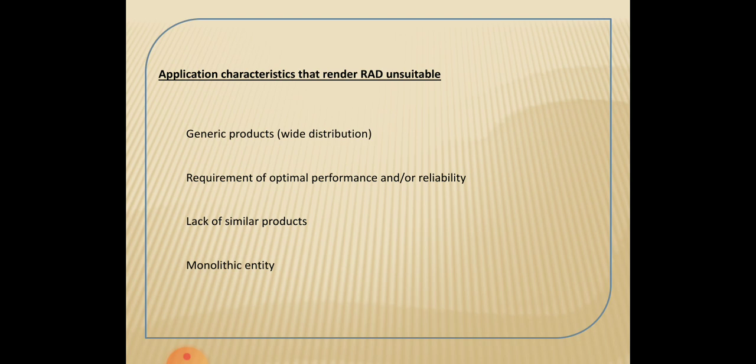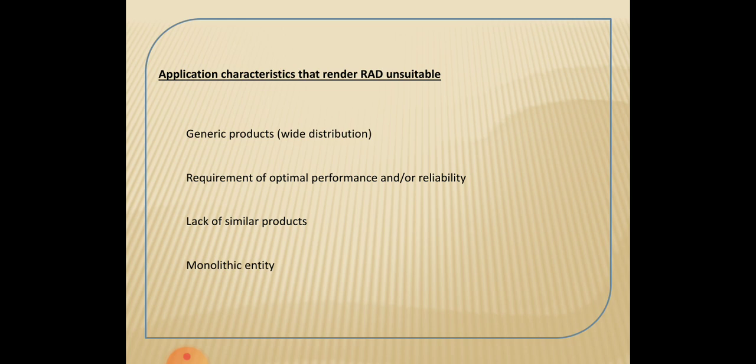So what are the disadvantages or shortcomings of the RAD? Application characteristics that render RAD unsuitable. It is unsuitable for generic products. Generic products may be products with wide distribution. So software products are generic in nature and usually have wide distribution. For such systems, optimal performance and reliability are important in the market. So the rapid application development model may not yield systems having optimal performance and reliability.